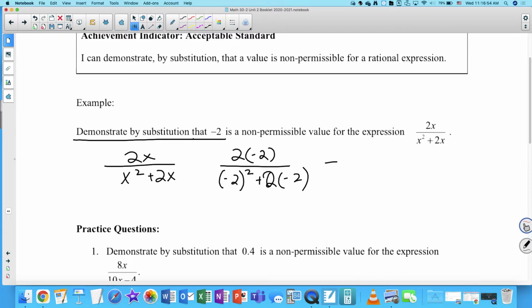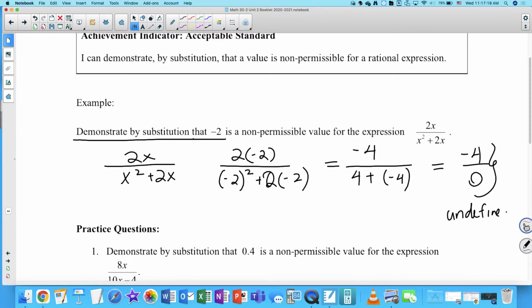So when we evaluate this, 2 times -2 is -4. -2 all squared is -2 times -2. That's 4 plus 2 times -2 is -4. Okay? And that is -4 over 0. And this is undefined. Therefore, have you guys ever seen this before? Yeah, those 3 dots, that means therefore, often used in math, science, all sorts of things. Therefore, x cannot equal -2.